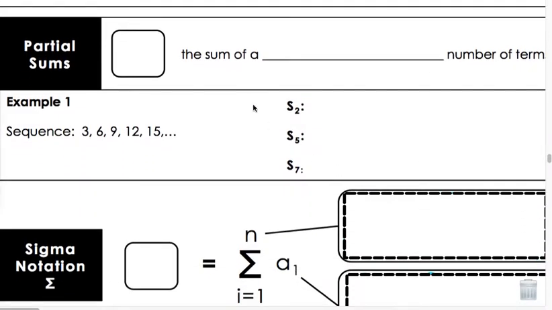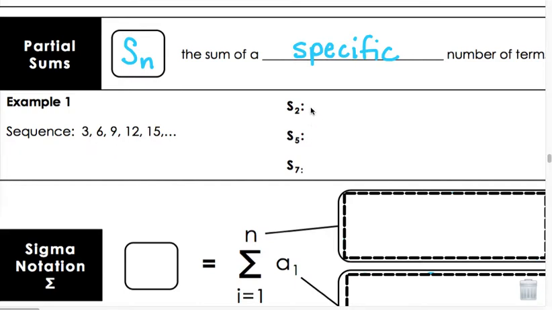If we look at partial sums, the notation is S sub n, with n representing the number of terms, and it's the sum of a specific number of terms. Okay, so we're looking just for a specific number of terms. If we look at this example, we have the sequence of 3, 6, 9, 12, 15, and so forth, and it looks like we're going up by 3.